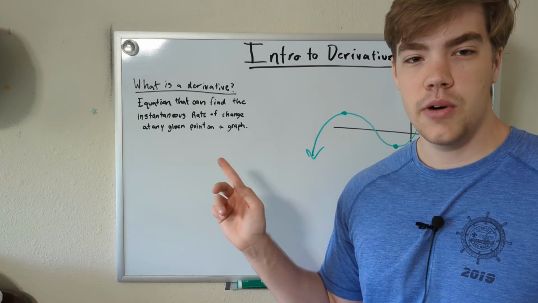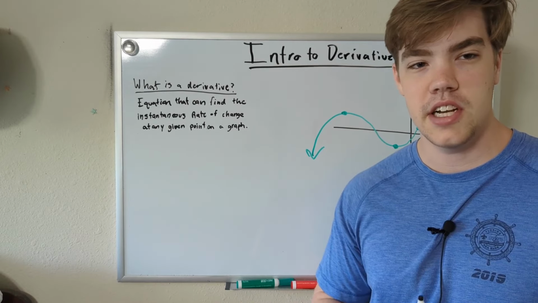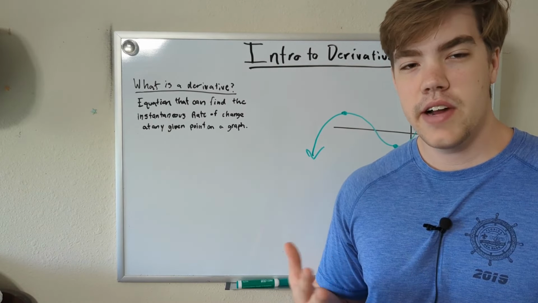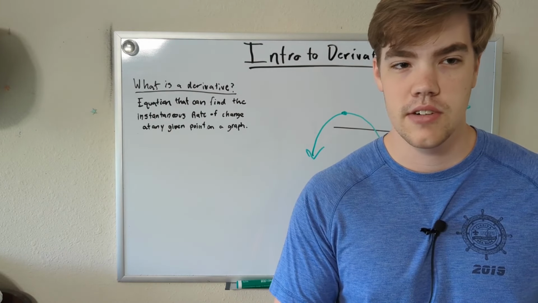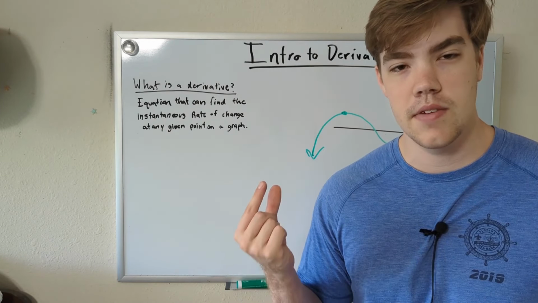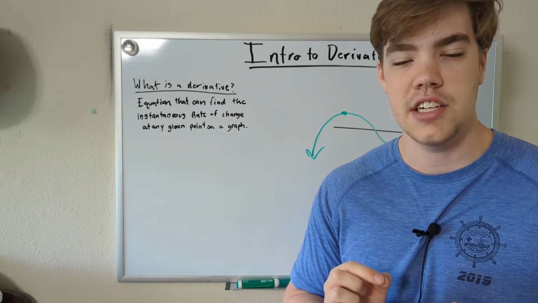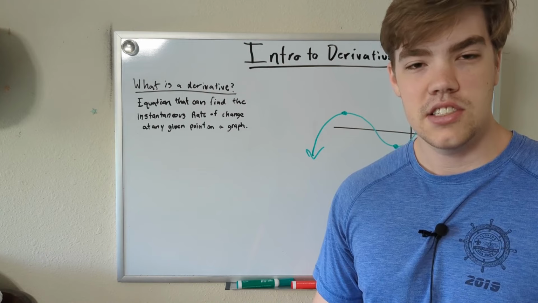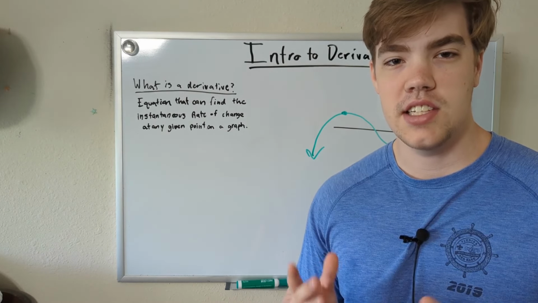A derivative is an equation that we can find from an original equation that gives us the instantaneous rate of change at any point along a graph. So if I were to have a graph and an equation for that graph and I were to take the derivative, I could plug in whatever my point is to my new derived equation and find how that function changes at a given point. This is known as the instantaneous rate of change, and the line that is created at that specific point is known as the tangent line.